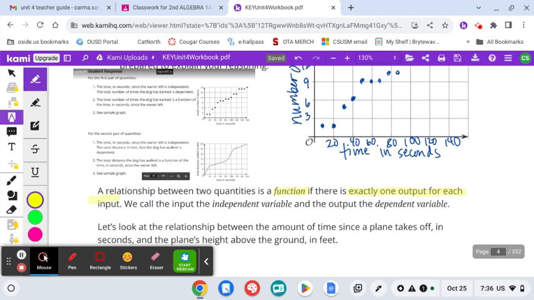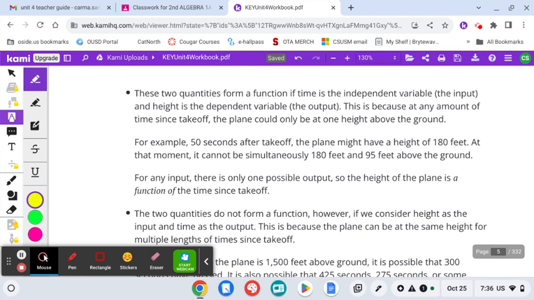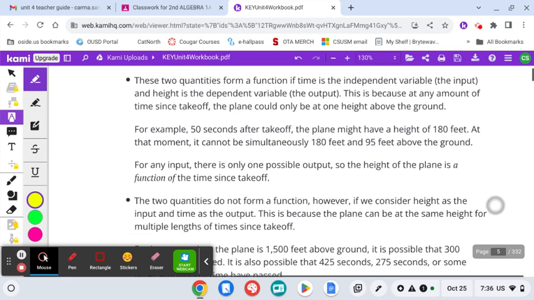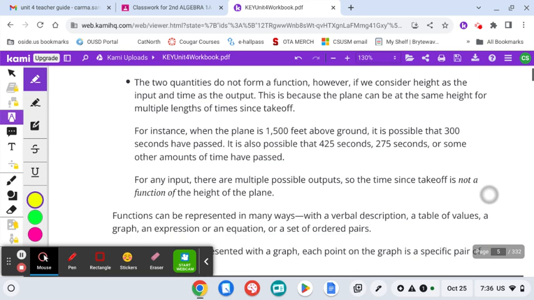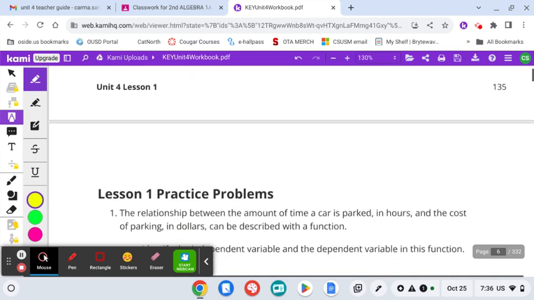We call the input the independent variable and the output is the dependent. These two quantities form a function if the time is independent variable and the height is the dependent. This is because any amount of time. Take a minute to read through the rest of the summary and highlight important points. Look and analyze the graph to end our lesson.